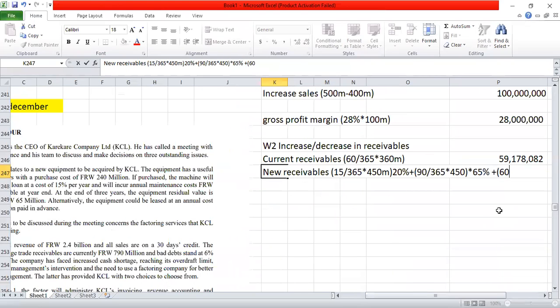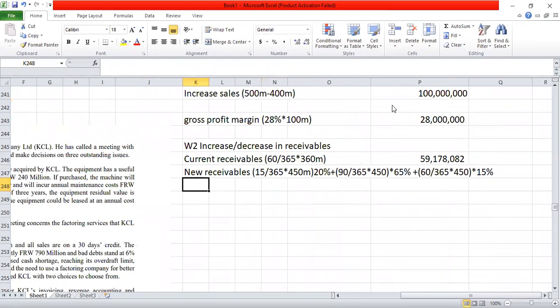60 over 365 times 450, and these are 15%. I think that is the new receivables we have.